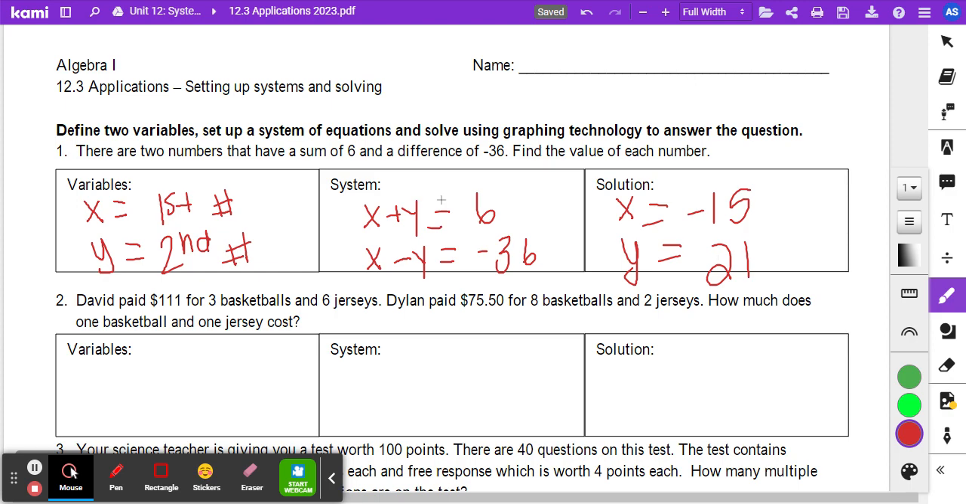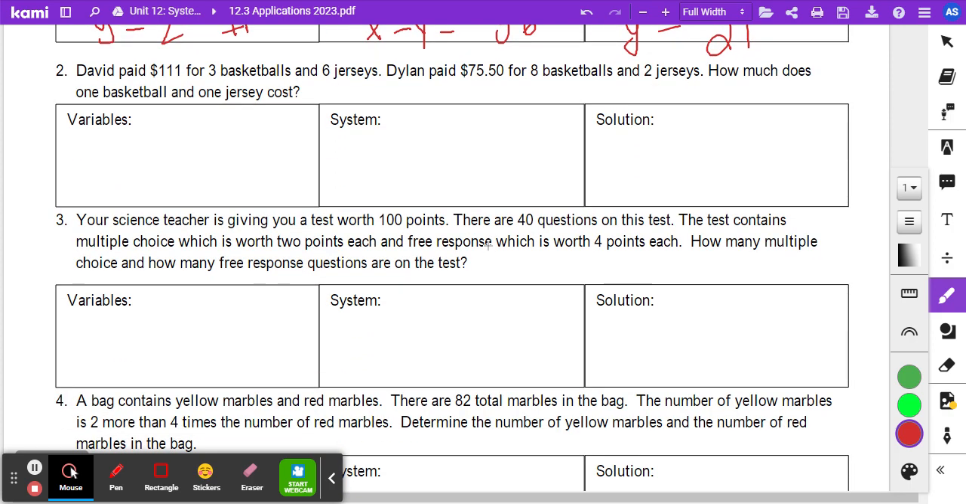You could go back and test this. So negative 15 plus 21 is positive 6, and then negative 15 minus 21 is negative 36. Moving on to number 2. David paid $111 for 3 basketballs and 6 jerseys. Dylan paid $75.50 for 8 basketballs and 2 jerseys. How much does 1 basketball and 1 jersey cost?